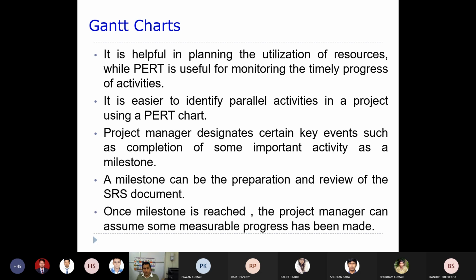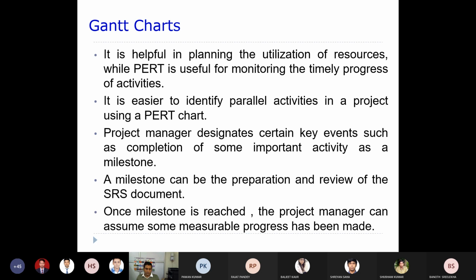Now the project manager designates certain key events, such as completion of some important activity, as a milestone, right? Usually your project manager always says that these activities should be finished by this month end. So your project manager will have certain key events. Maybe they want us to give a demonstration of whatever activities we have carried out so far, right?